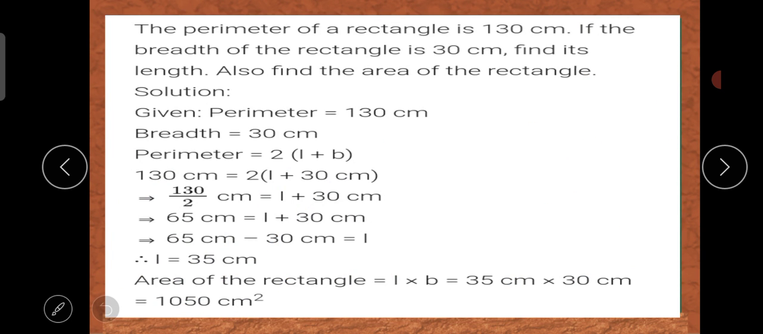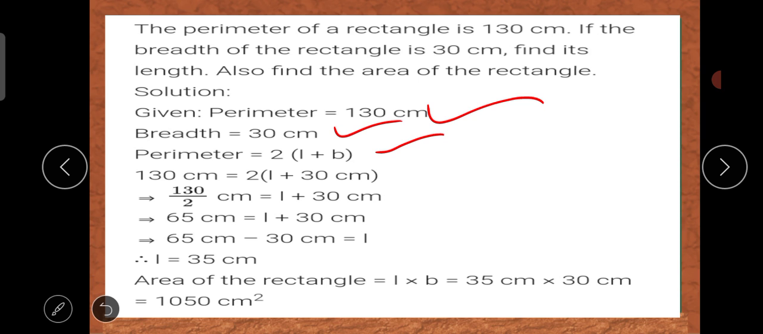Now next question, see. The perimeter of the rectangle is 130 centimeter. If the breadth of the rectangle is 30 centimeter, find its length and the area of the rectangle. Again, the same question they are asking here. Perimeter is given, breadth is given. Using the formula of perimeter, we are going to find the length.